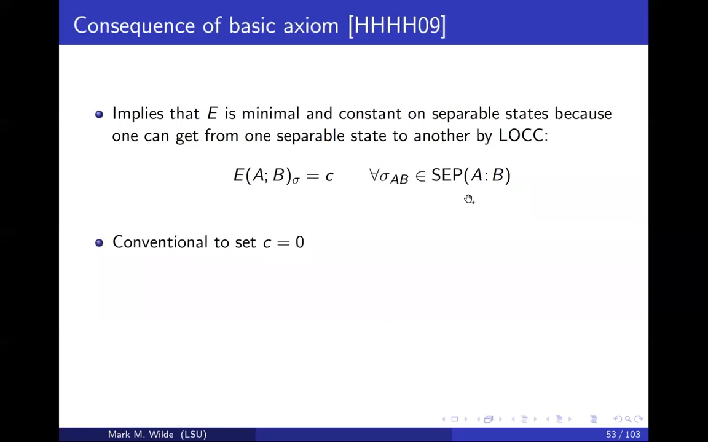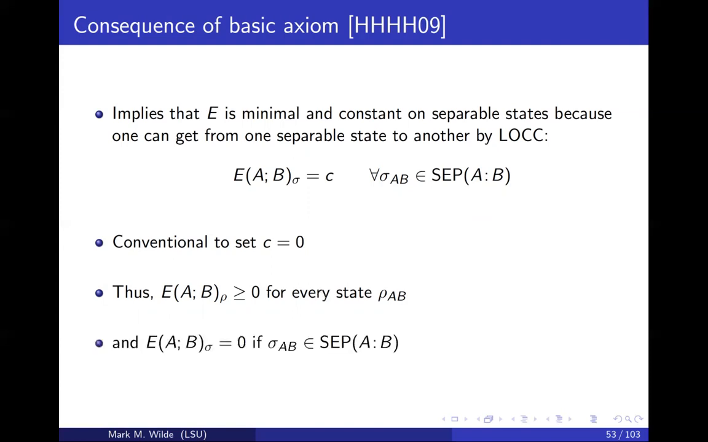And so it's conventional just to set this constant equal to 0, to say that, well, for separable states, there's 0 entanglement. You know, a separable state is free, so its value is equal to 0. And we said that the entanglement measure is minimal on the set of separable states. So if we set this constant c equal to 0, what it means is that an entanglement measure is non-negative for every state. And it's equal to 0 if the state is separable.